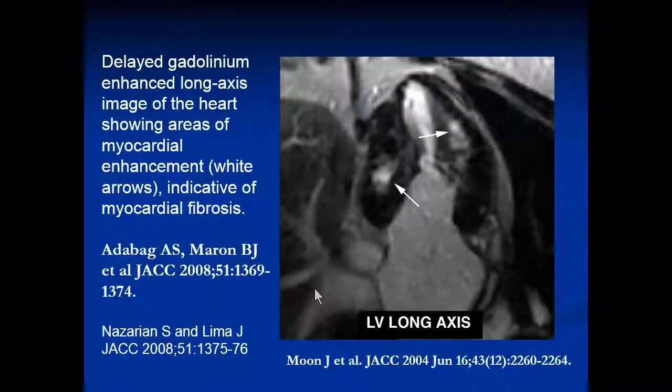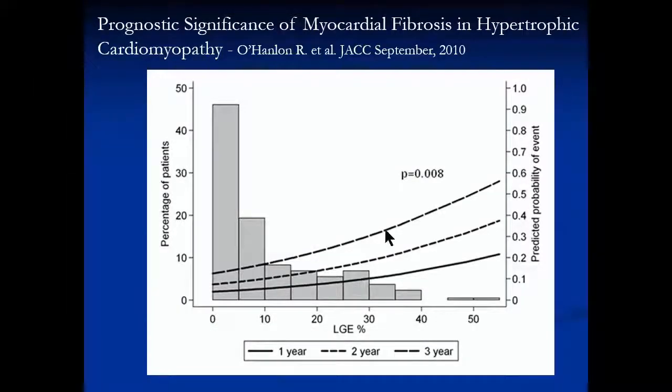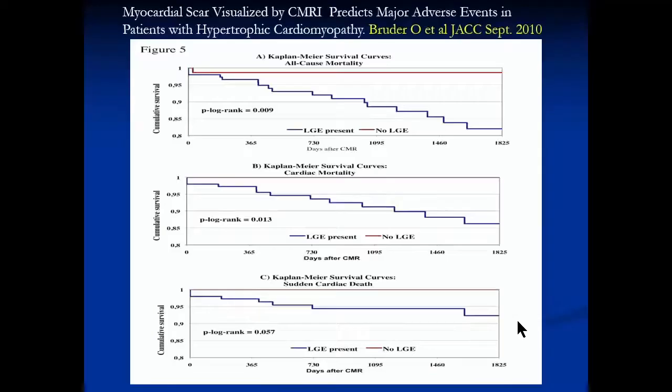Next slide, please. It does portend a risk of heart failure, risk of sudden death. The September 2010 issue of JACC has 2 papers back-to-back that are very important in demonstrating the risk of patients with scars and hypertrophic cardiomyopathy. And there is recent work by Martin Maron showing that the quantification of scar is directly related to prognosis.